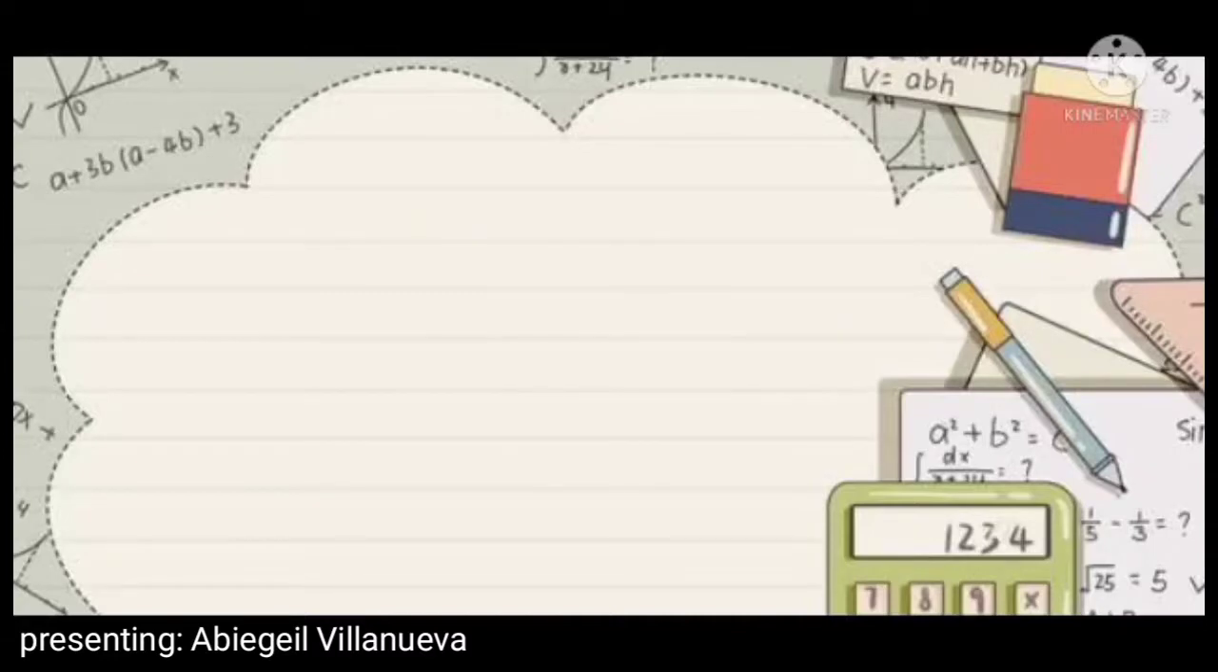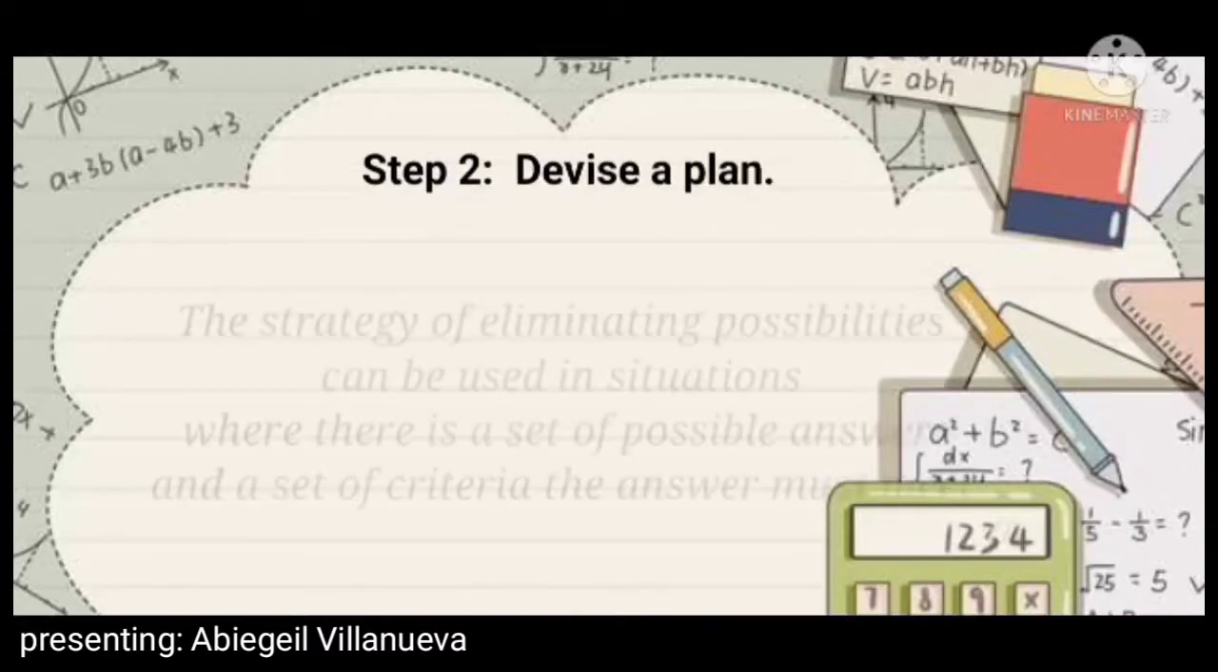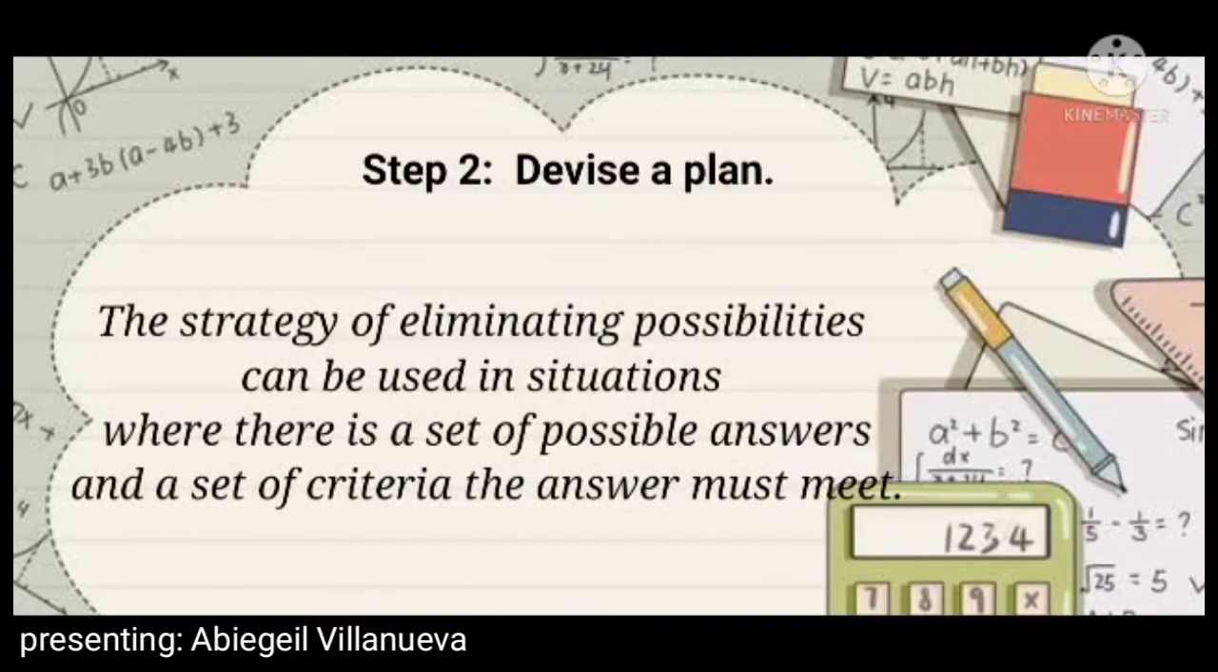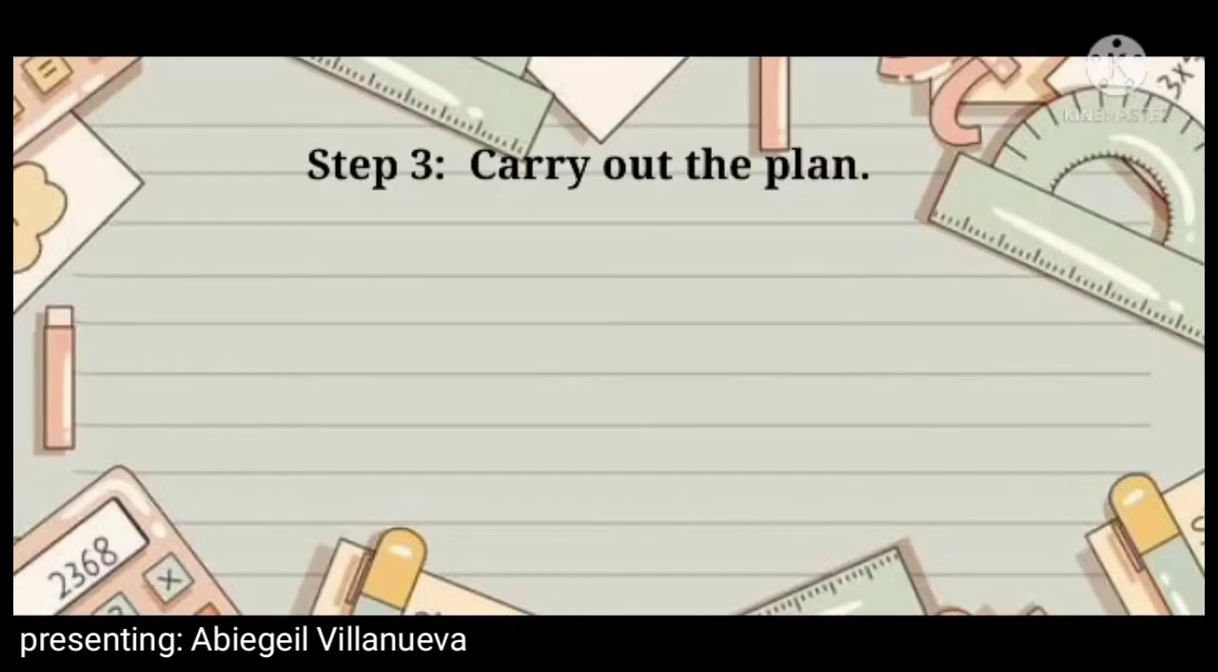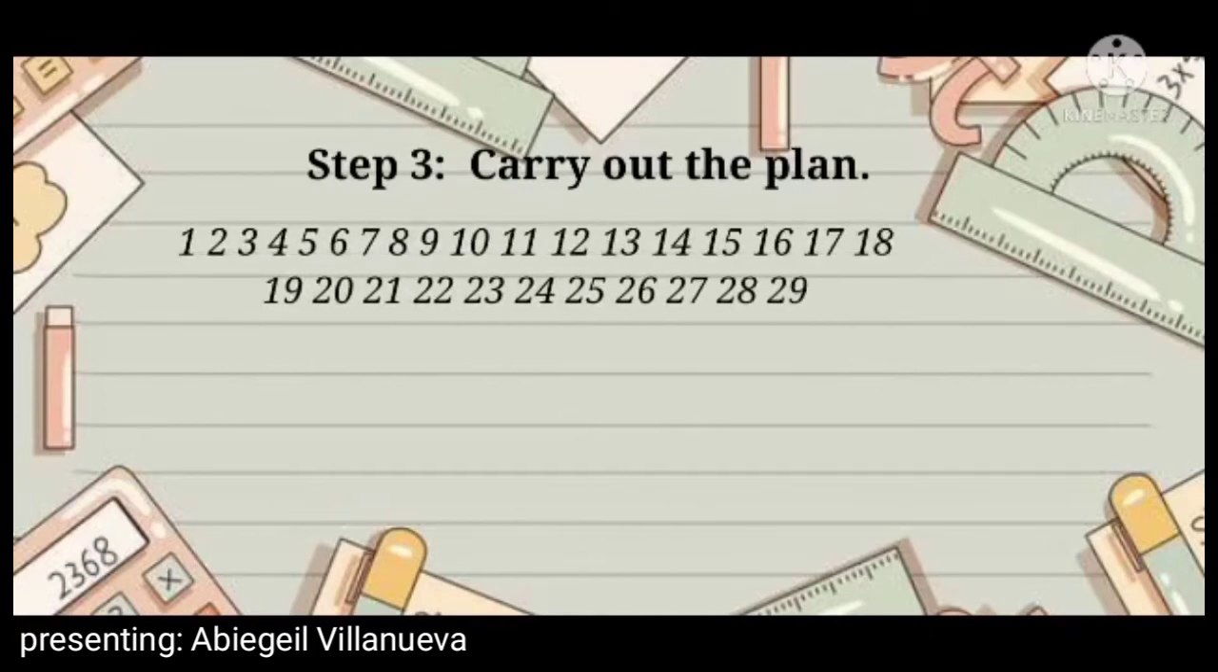The second step is devise a plan. The strategy of eliminating possibilities can be used in situations where there is a set of possible answers and a set of criteria the answer must meet. The third step is carry out the plan, or in this step we are going to solve. First, list the numbers 1 through 29 because the problem states that the score was less than 30. Next, eliminate answers that are not possible solutions. Work through each criteria to find the solution.